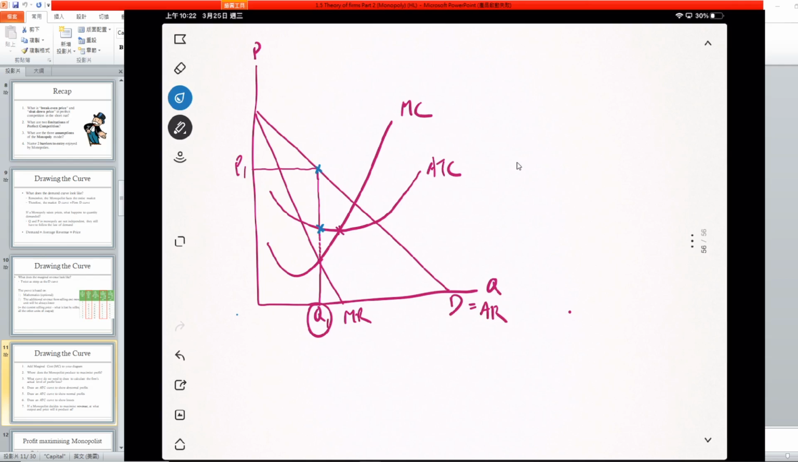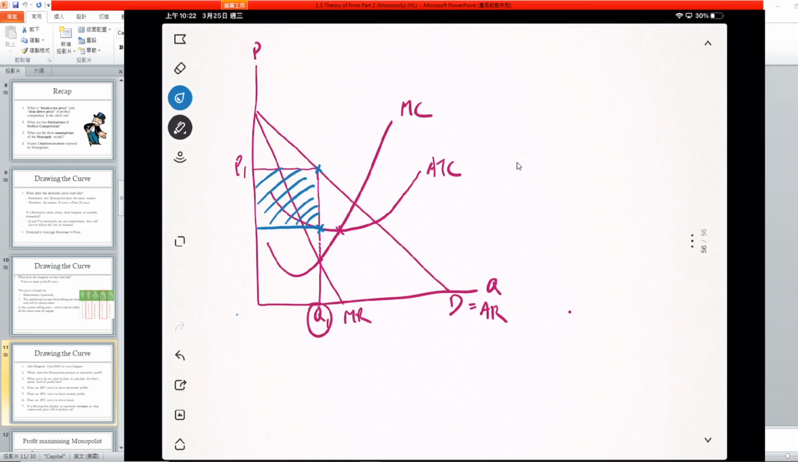Okay, same concept that we use from perfect competition. We know that this area here, the blue box, is the abnormal profit. That's the area of abnormal profit, right? Does it make sense? So this is how you get an abnormal profit.